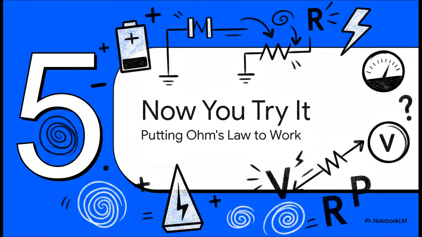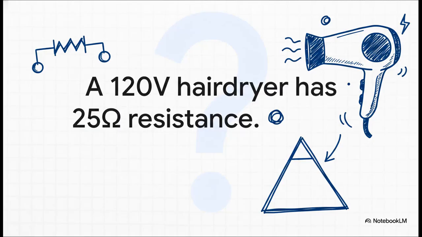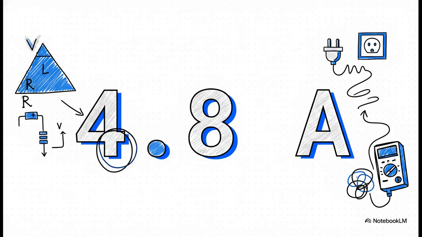All right, you've seen the history, you get the concepts, you've got the magic triangle. I think it's time to put it all together. It's your turn. So here's a real-world problem for you. A simple hairdryer. It has 25 ohms of resistance, and you plug it into a standard 120-volt outlet. So using that little triangle, can you figure out how much current it's drawing? Go on, take a second. And there it is, 4.8 amps.